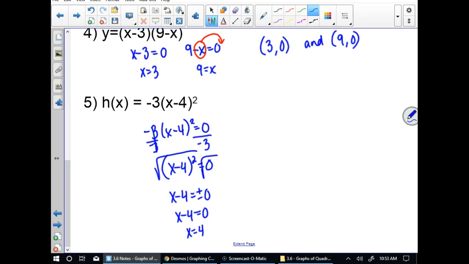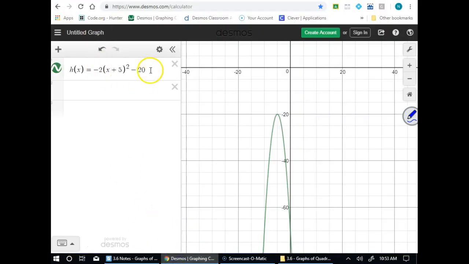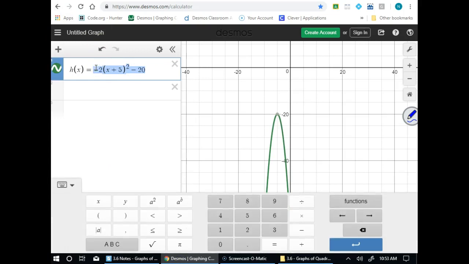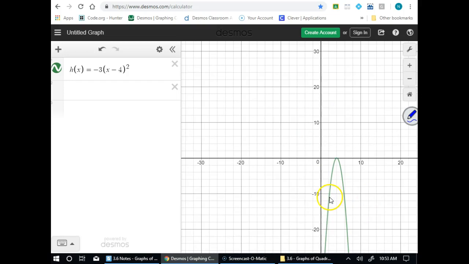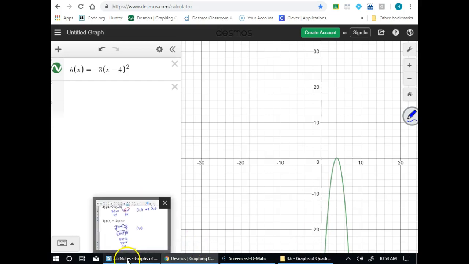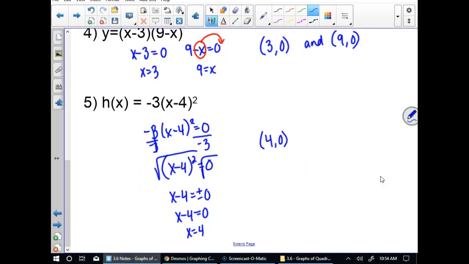If you graph that, this is what it'll look like. You've got negative 3 times x minus 4 squared. And what happens when you have a problem like this is that the parabola is going to come up and just barely touch the x-axis, and that is also its vertex, and then it turns back around and goes the other way. Okay, questions on that?